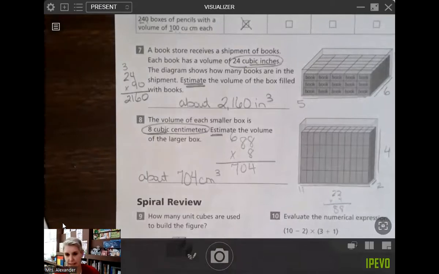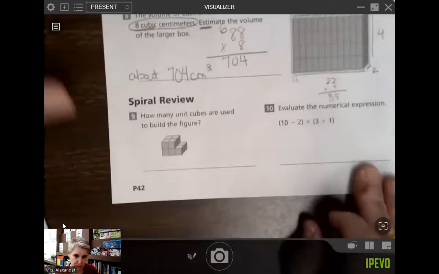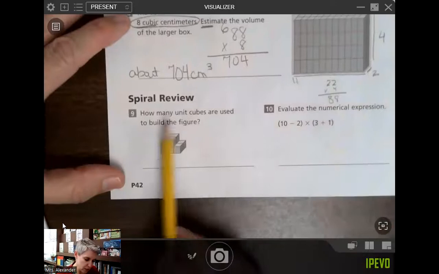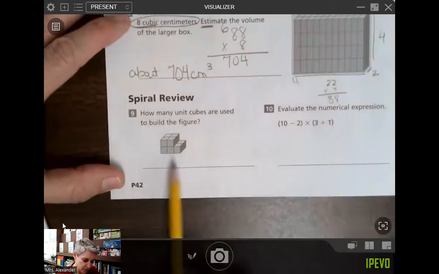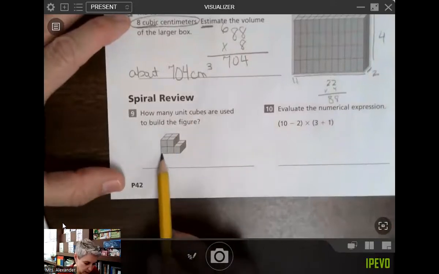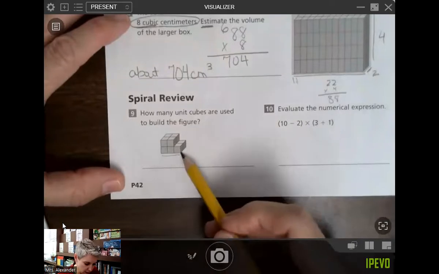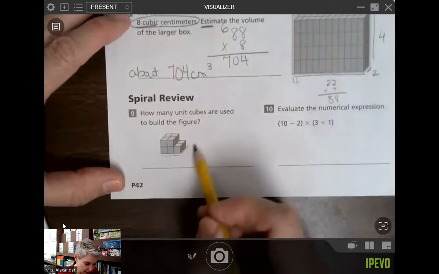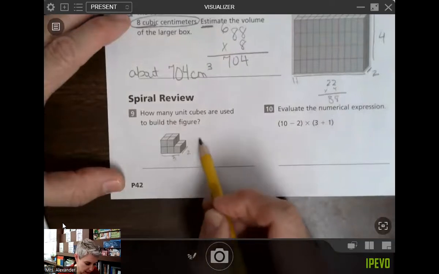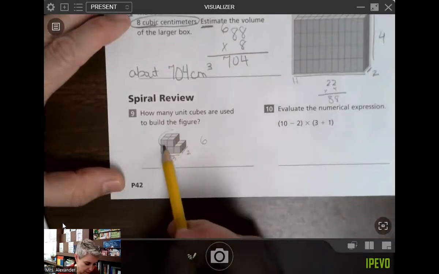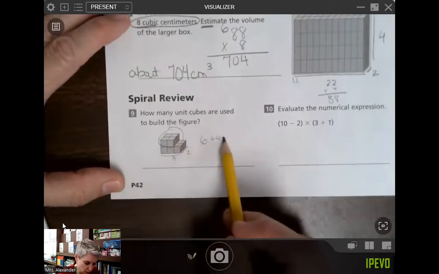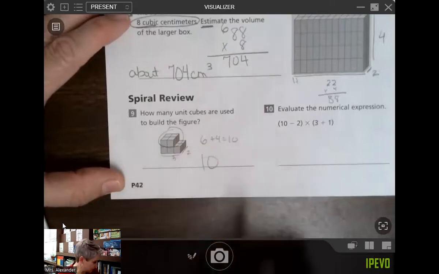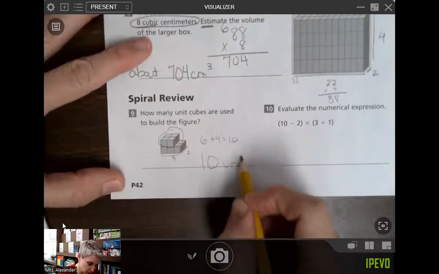All right. I hope you did that test prep well. Let's look at some spiral review. How many unit cubes are used to build the figure? Well, let's see. This bottom layer, I see 3 by 2. So that means in this bottom layer, I have three by two, that's six. In this top layer, I just see four. Six plus four would be 10 unit cubes.